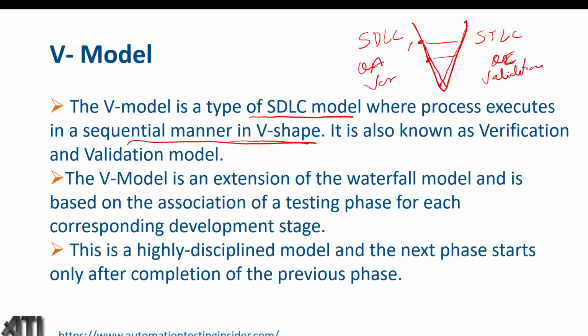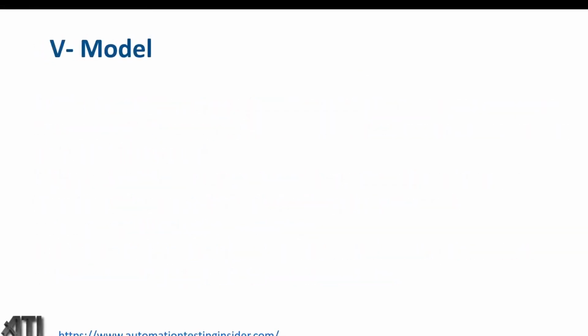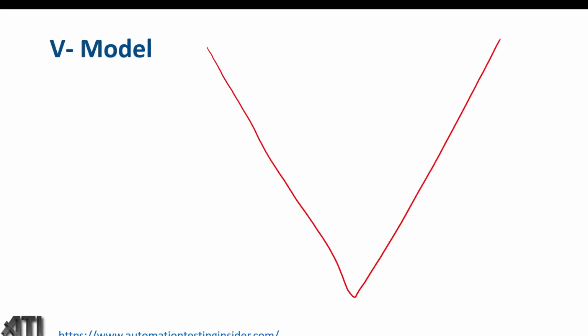The left side part is called verification and the right side is validation, which we already talked about in the previous videos. So let's talk more about the V model, guys. Let me just draw a diagram in V shape like this.